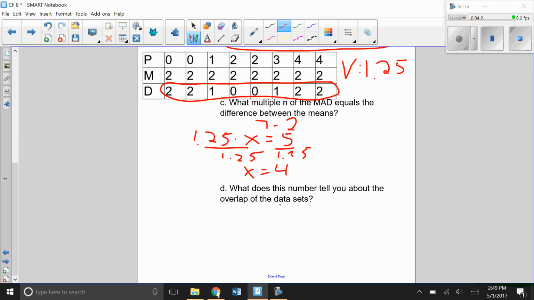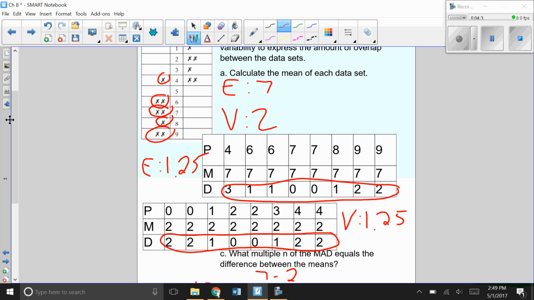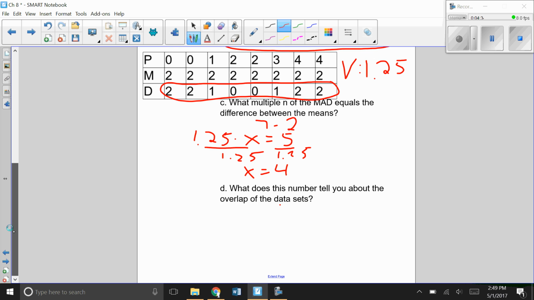Now, we should think back to our definitions on the last slide. If that number is greater than 1, that means little or no overlap. If we look at our data, we see that there's a little bit of overlap because they share a 4. So we will say that there is little overlap.